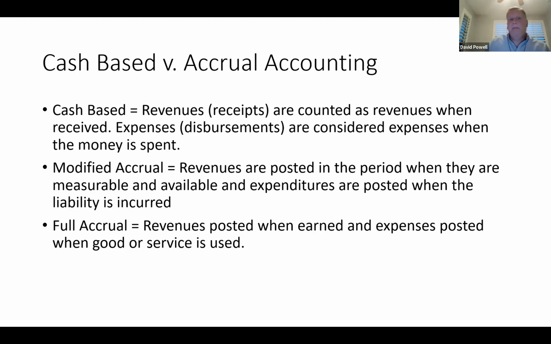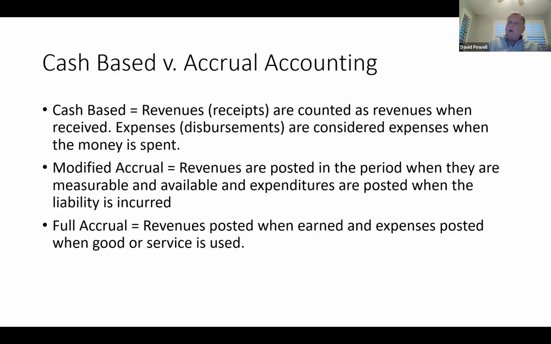And then the third system of accounting is known as a full accrual accounting system. In a full accrual accounting system, revenues are posted when they are earned, expenses are posted when the good or the service is used up. So when we say revenues are posted when they are earned, what that means is you have a lot more flexibility of when you can count revenue as revenue. It doesn't have to necessarily be measurable and collectible for you to consider it as revenue.